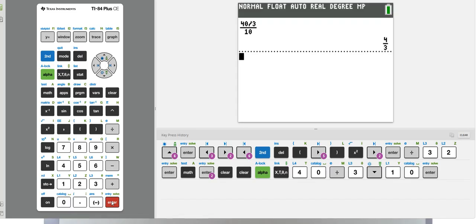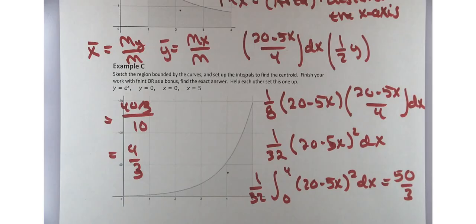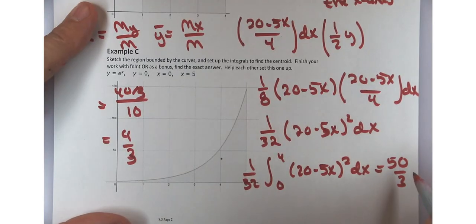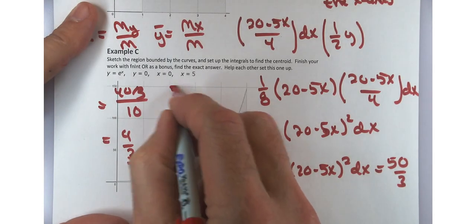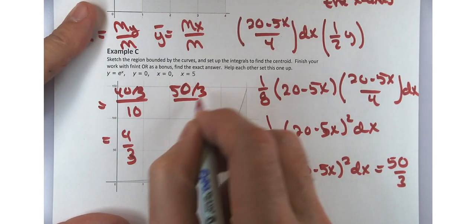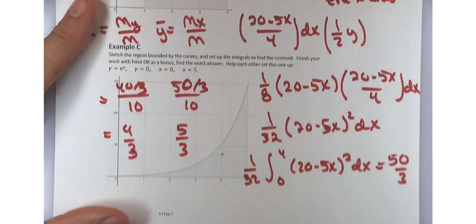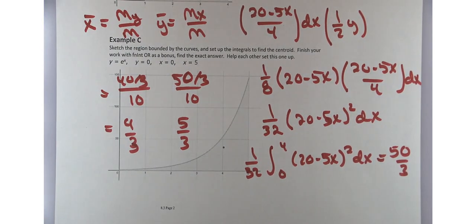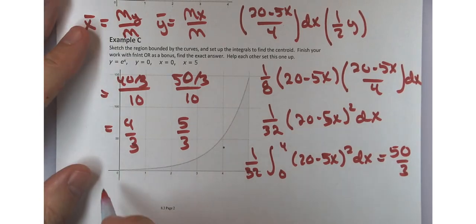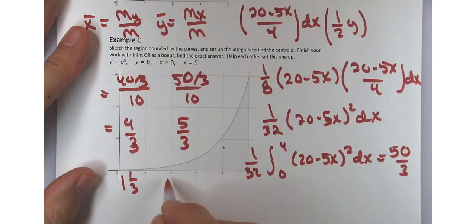And then for the other one, y bar, I want to take M sub x. That's going to be 50 over 3 divided by 10, which is going to turn into 5/3. So that's about 1 1/3 and 1 2/3.